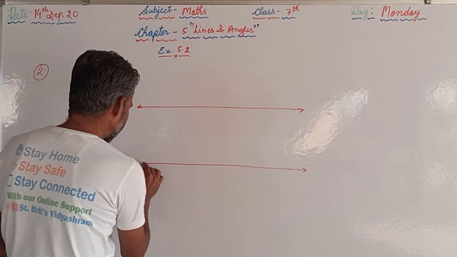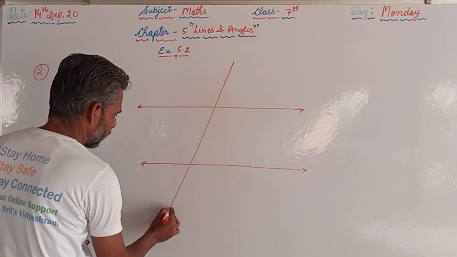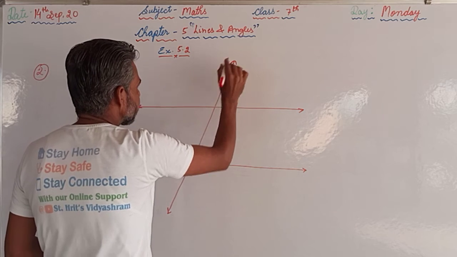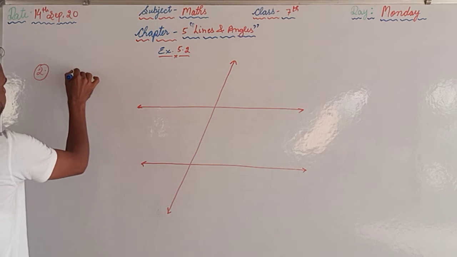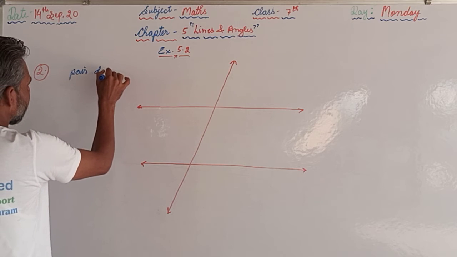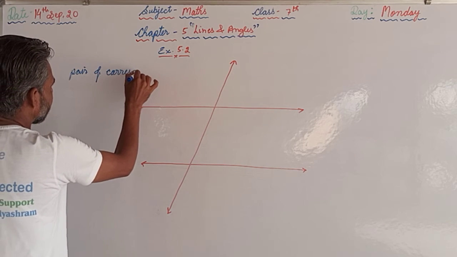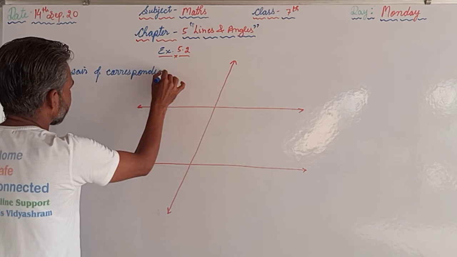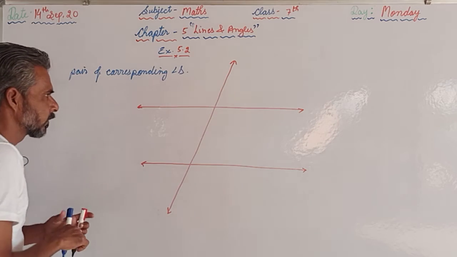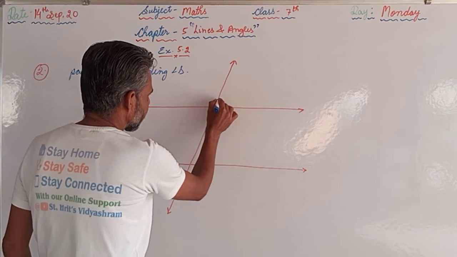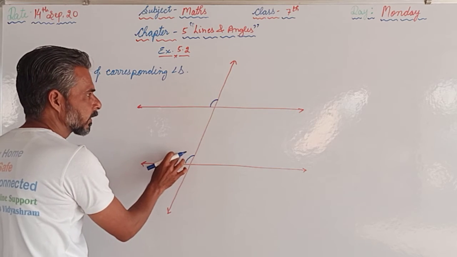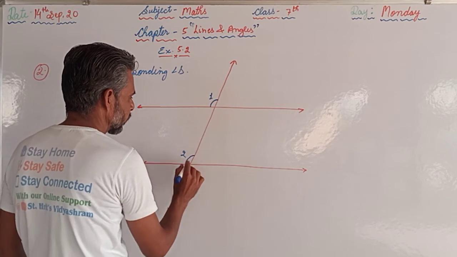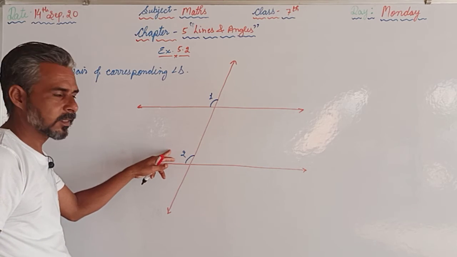These are two parallel lines and one transversal is there. So in the first part we are supposed to tell the pair of corresponding angles. So pair of corresponding angles can be this and this, one outside, one inside, that is angle 1 and angle 2. Angle 1 and angle 2 are corresponding angles.